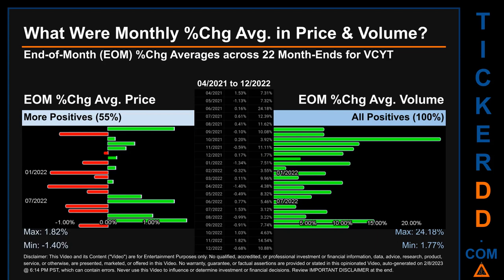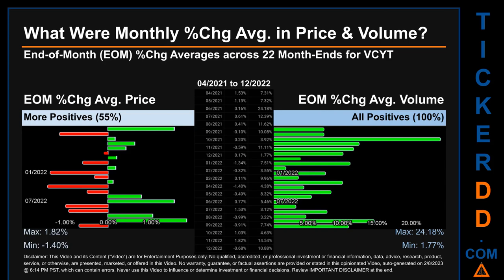What were end-of-month percentage change averages in price and volume for VCYT? The monthly average of percentage change in price and in volume were calculated for each of the 22 month ends. That calculation took daily percentage changes and averaged them for each given month. If a month end came out negative, then it means that the month summarily saw a negative change. From 04/2021 to 12/2020, 12 out of 22 month ends had a positive percentage change in average price. That is 55% of month ends saw a positive percentage change in average price.